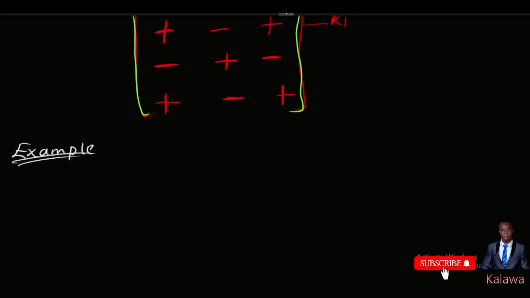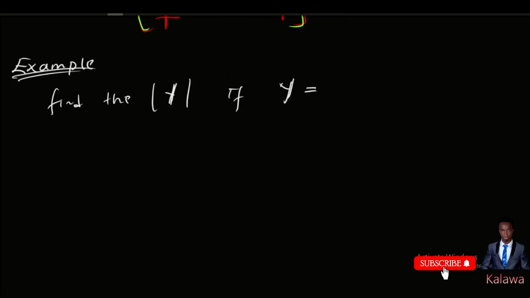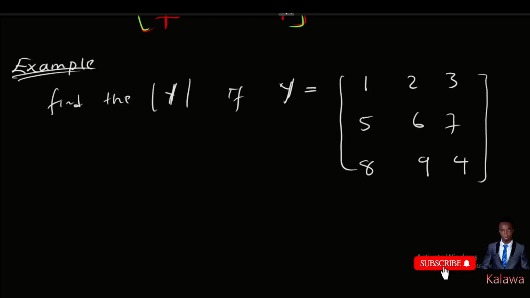And now to build this example, let's say we are asked to find the determinant of y, if y is equal to 1, 2, 3, 5, 6, 7, 8, 9, 4. So this is a 3x3 matrix, and we are asked to find the determinant of y, and they are giving us the elements of y.